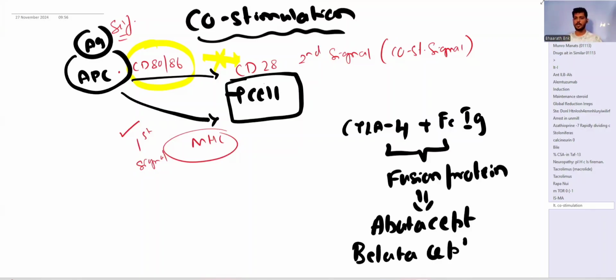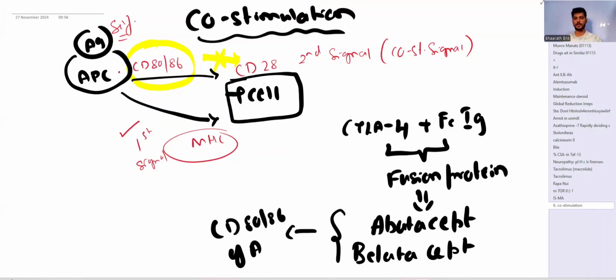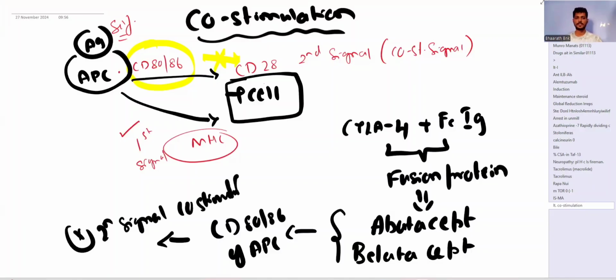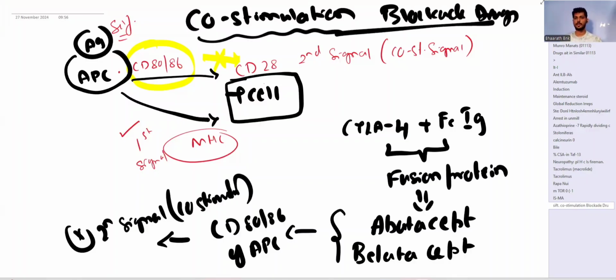So abatacept and belatacept, when given, will bind to the CD80 or 86 of the antigen presenting cell, and they inhibit the second signal, which is called the co-stimulatory signal. And in the absence of this second signal, the T cell will not recognize the antigen to be foreign. It thinks it is a self antigen and will not mount the immune response against this. So that is why these are called co-stimulation blockade drugs, abatacept and belatacept.